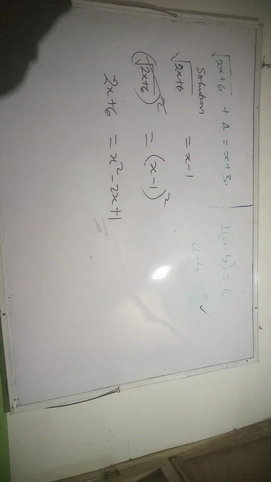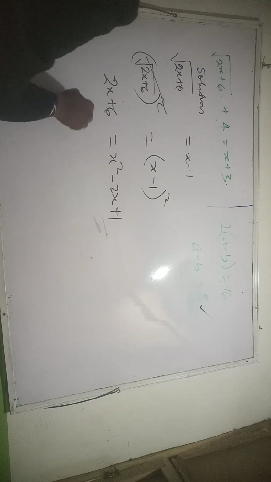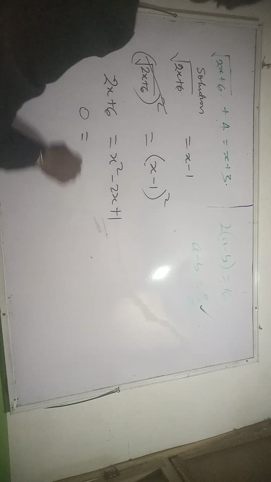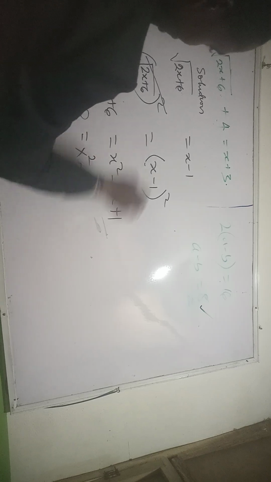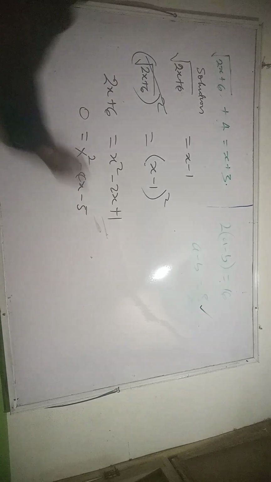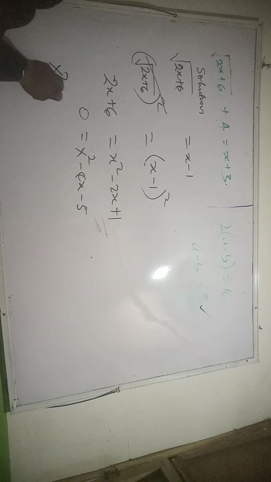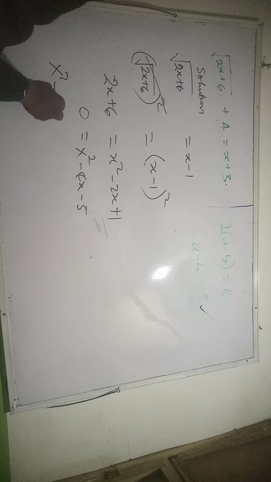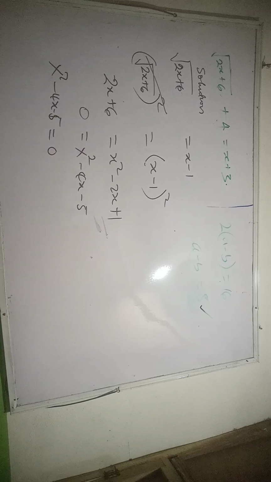To collect like terms, bring all of them to the right side. We have what? 0 will be left here. We are moving everybody here. We have x squared minus 4x minus 5. So factorizing this quadratic, that is x squared minus 4x minus 5, likewise also equal to 0. The left-hand side is equal to the right-hand side, the same.